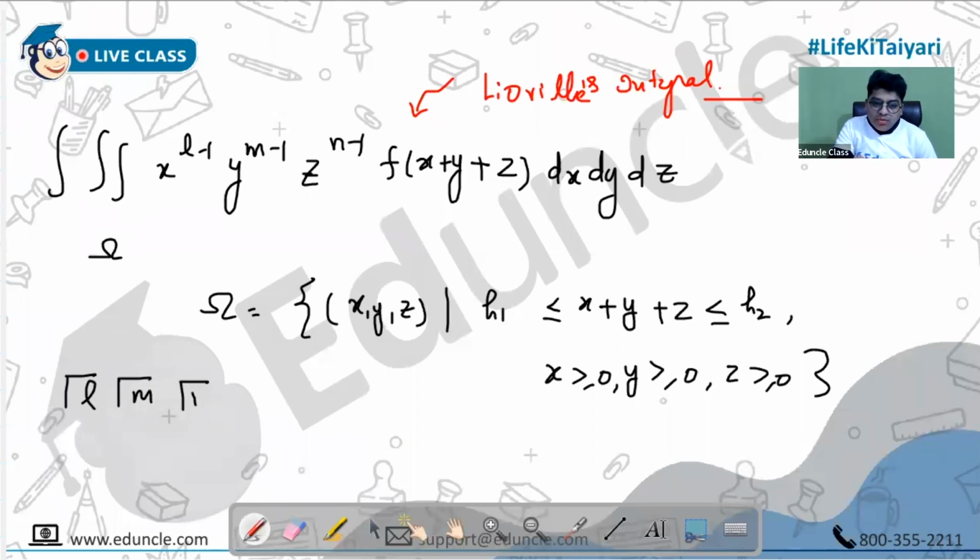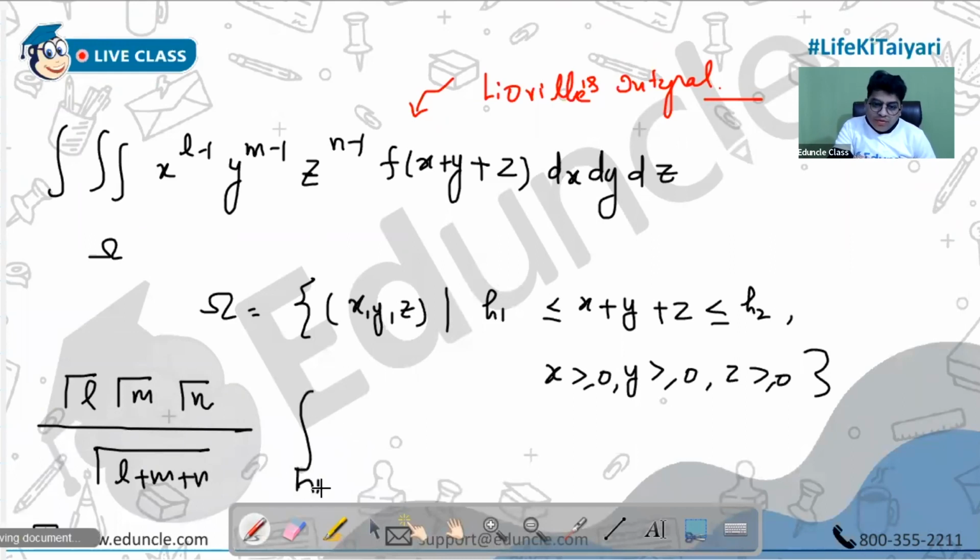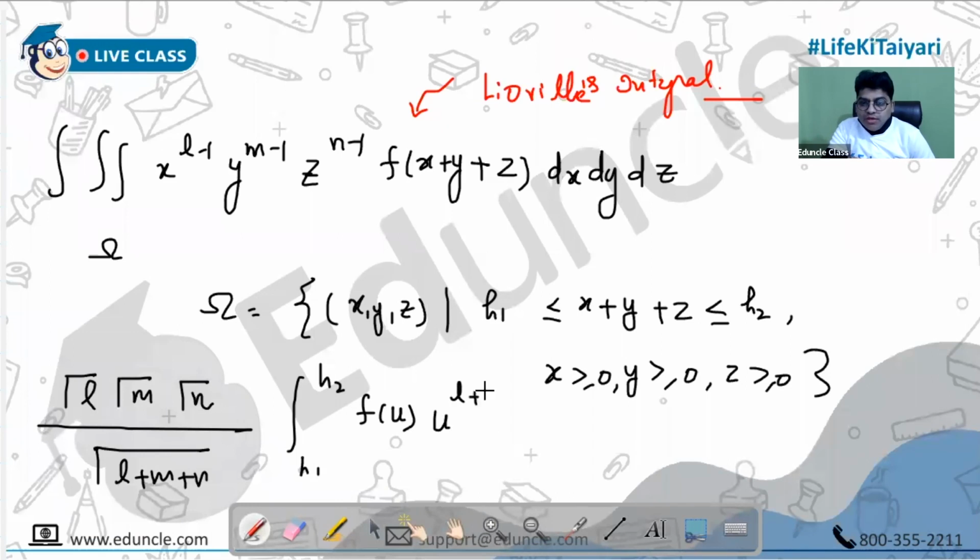gamma l gamma m gamma n upon gamma of l plus m plus n plus 1 नहीं आएगा यहाँ पर. Integration from h1 to h2 of f of u and u raised to power l plus m plus n minus 1 du. This is the problem. So Dirichlet and Liouville's.